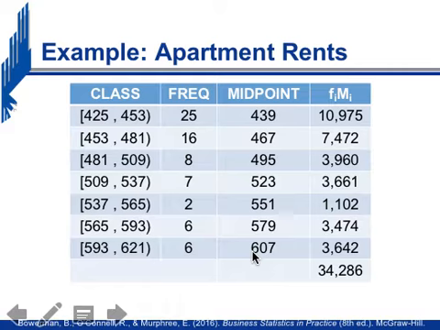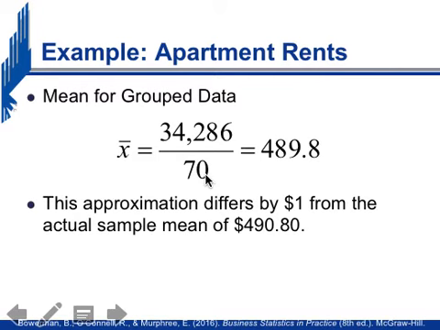And to compute for the mean, again, we have to multiply the midpoints to the frequencies. So for the first row, that's 25 times 439 or 10,975. Do that for all the classes and then get the sum. You will get 34,286. Now divide that by the total number of measurements. We will have an estimated sample mean of 489.8. Now this is only an approximation because remember, you don't have all the exact numbers in the dataset.